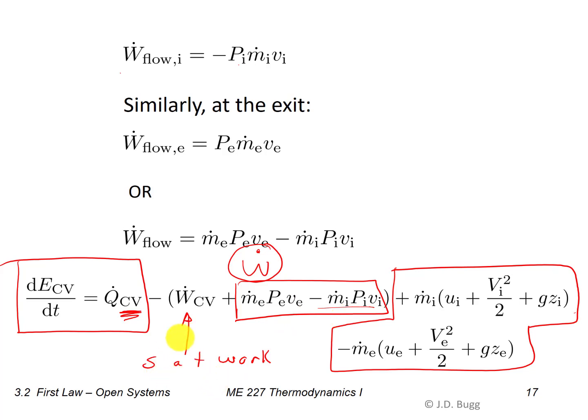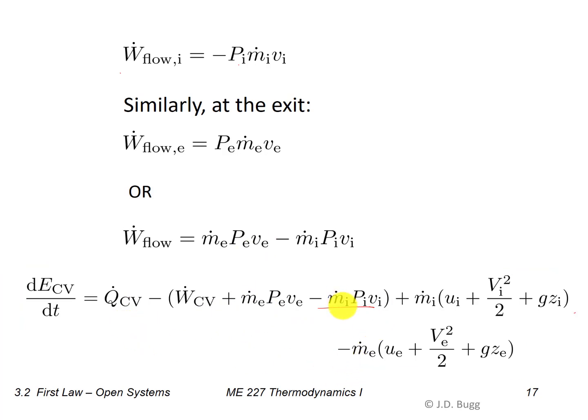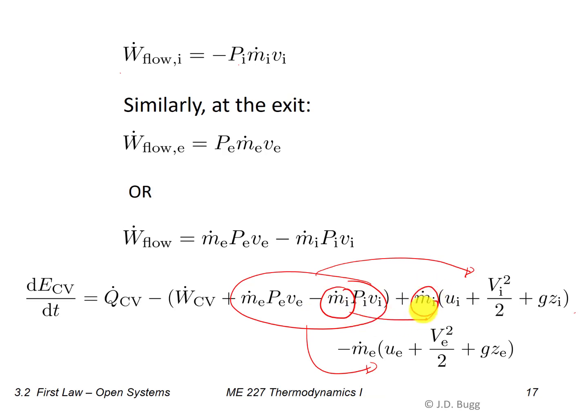Now we would really like to clean this equation up a little bit, and there's a little bit we can do to tidy it up and make it in a little more convenient form. And that involves taking these two flow work terms and combining them with this inlet and exit term. Because if you take a look, you'll notice here we have an m dot I, and here we have an m dot I. Likewise, m dot E there and m dot E here. So we can take these two terms and move them over and combine them with what we have here so far.